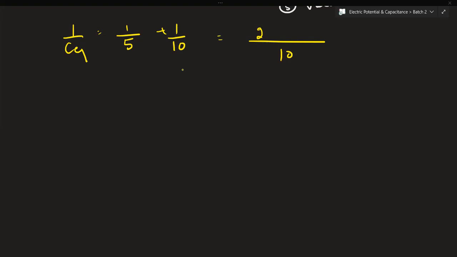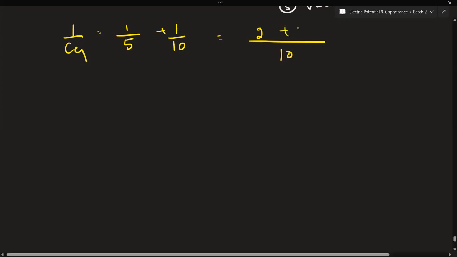What is your V1 coming, Krishna? It's 2 volt. Sorry, ma'am, it's 10. Just check it once again. See, voltage won't be the same. Voltage will definitely be different because capacitors are there.